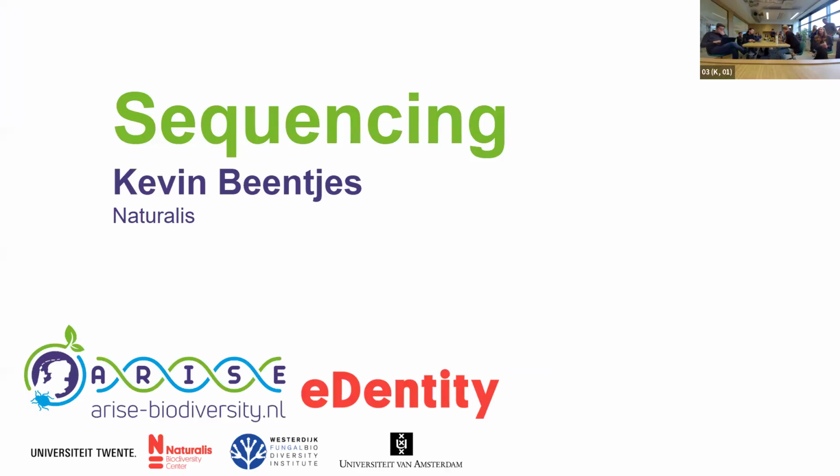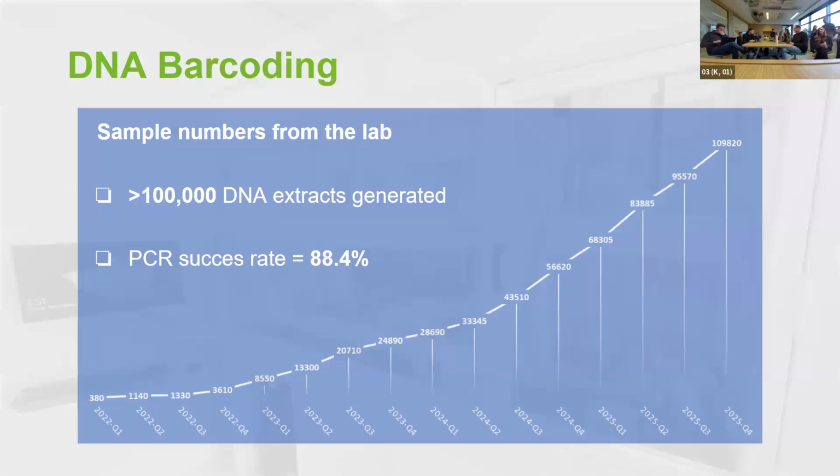Well, while we're on the topic of DNA, first, of course, some numbers. Machines are running in the lab, and we've been processing samples at a steady pace. So we have now passed, like expected, the 100,000 samples in the lab. That means more than 100,000 DNA extracts were generated from specimens provided to us by the sampling team.